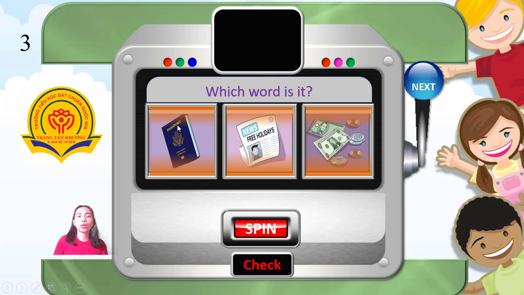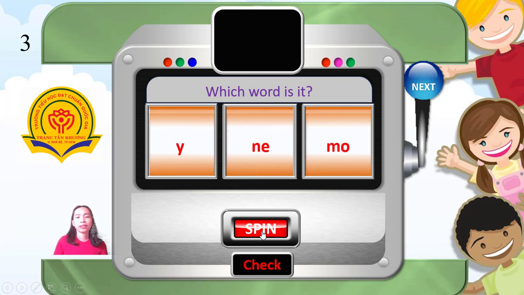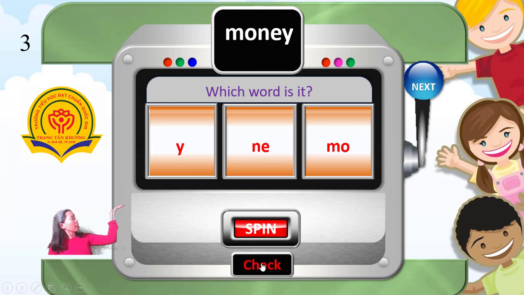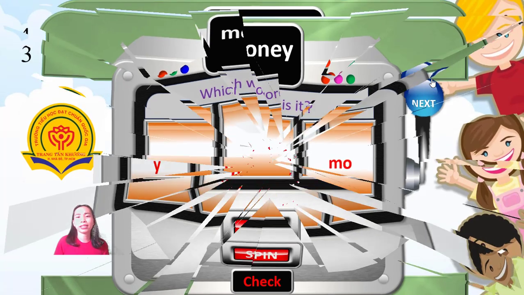Okay, you see the words passport, newspaper, and money. So, the word will be one of these pictures. Let me spin so that you can see the letters. Okay, what word is it? Oh, it's easy, right? Let me check. Money. The word is money. Next.